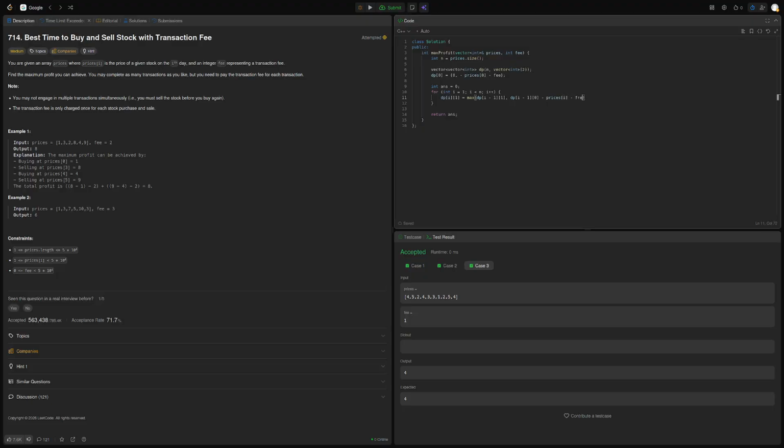I minus fee, right? And if I don't hold on a day, right, well, then there are two options. I didn't hold on previous day, or I hold on the previous day, and in that case I have to add to my profit the prices of I. And now ans max DPI0 DPI1.